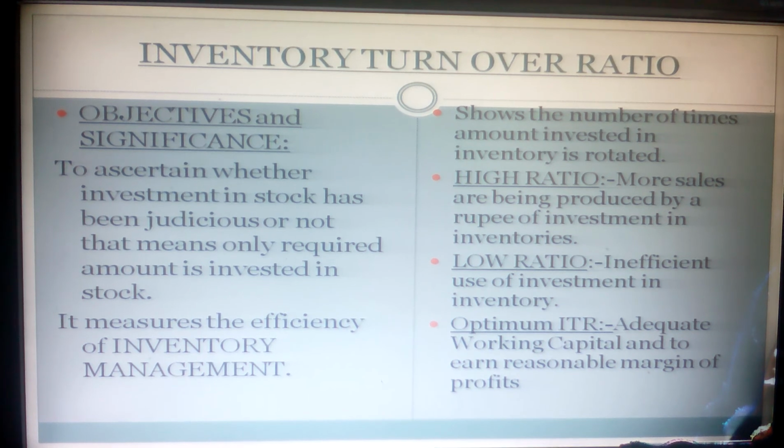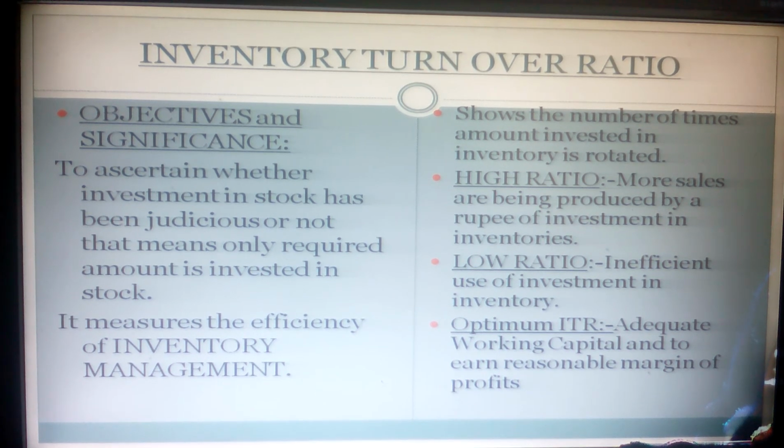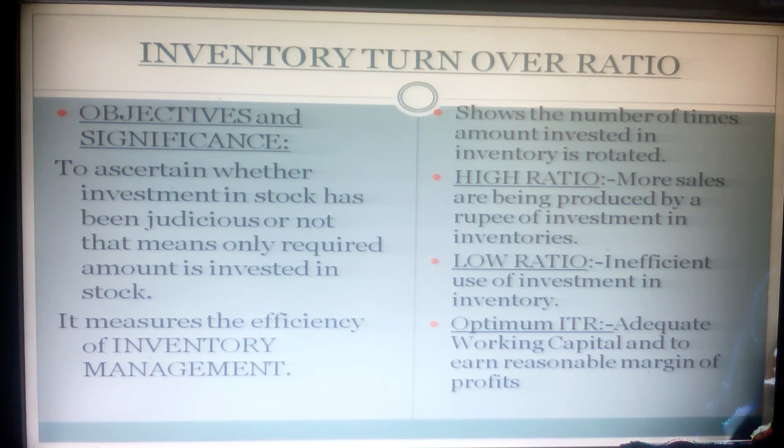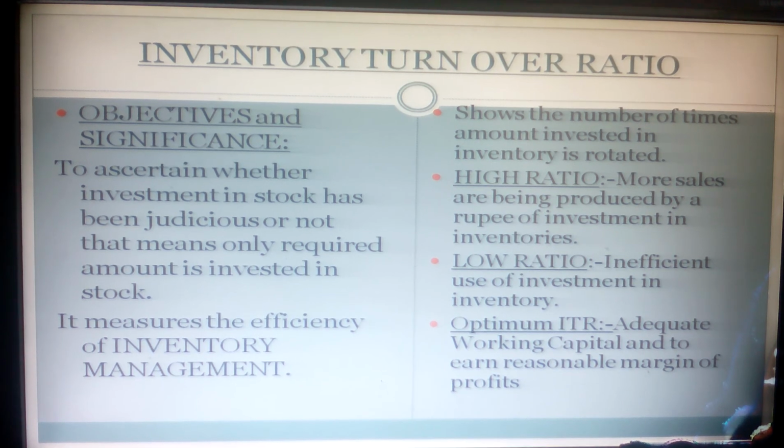It shows the number of times the amount invested in inventory is rotated. So when it is a high ratio, then naturally more sales are being produced by a rupee of investment in inventories. Similarly, a low ratio shows inefficient use of investment in inventory. So that's why the classification here: high ratio, what is the effect here, and low ratio, what is the effect here. So naturally, what is the optimum inventory turnover ratio? To allocate working capital and to earn a reasonable margin of profit. That is the optimum inventory turnover ratio. That is the objective and significance here.